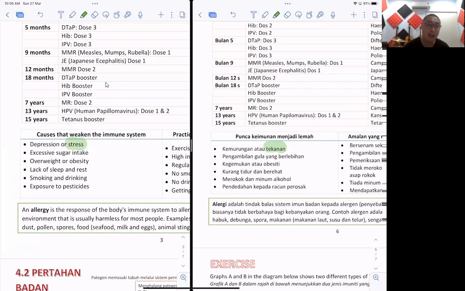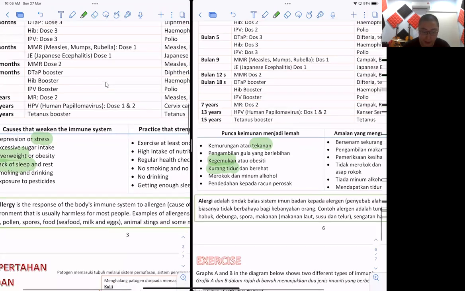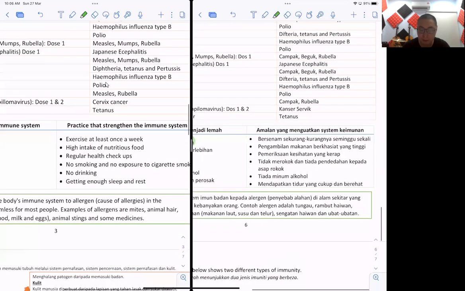And then you take too much sugar, obesity. I'm sorry, I'm guilty of this. And I'm also guilty of lack of sleep, or kurang tidur. But of course, I'm not smoking, so I'm fine with that. So these are a few reasons your immune system is weakened. All right, then you look at the practices that strengthen the immune system.